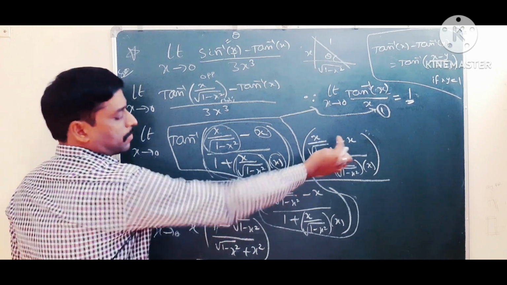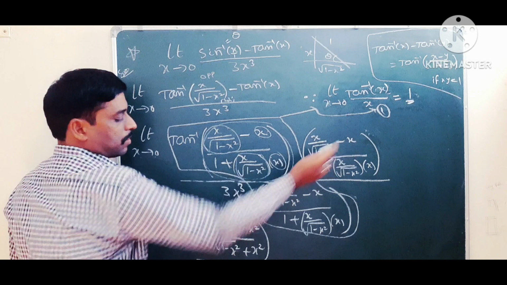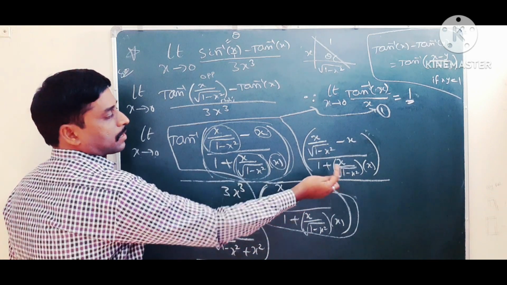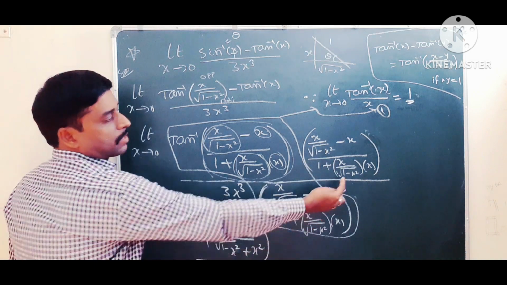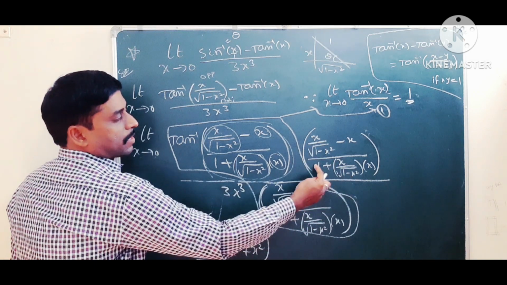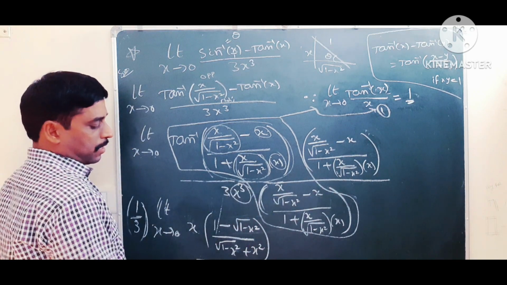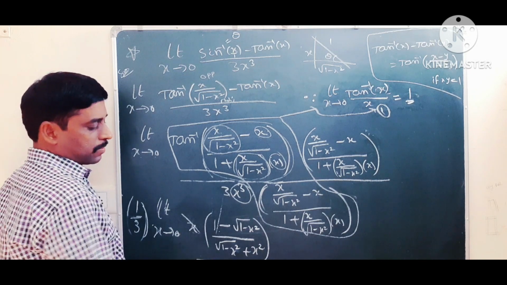Here you will take x common, x into, after taking LCM, what we get here? 1 minus root 1 minus x square. After taking LCM, the denominator gets cancelled. x into 1 minus root 1 minus x square by the denominator. What is the LCM here? Same LCM, root 1 minus x square plus x square. What is the denominator here? x cube. x cube, here I have written x into x square. One x gets cancelled.